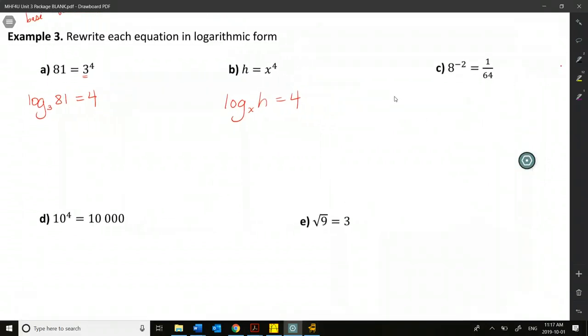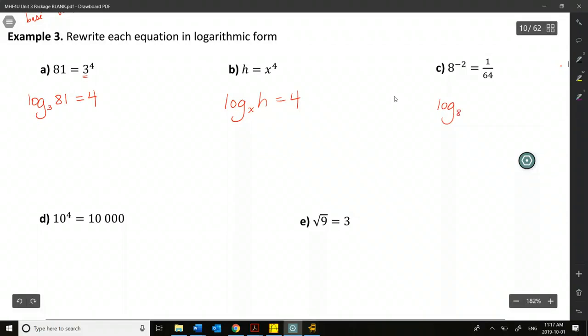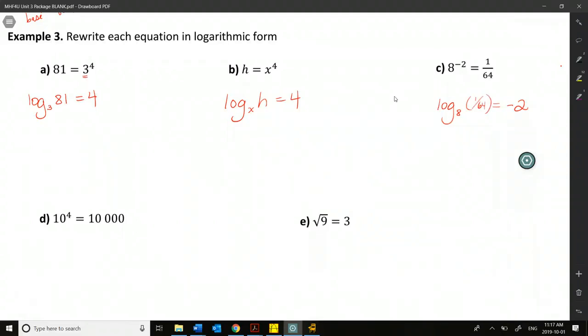Okay, anyone want to give C a shot? What's the base? So where's the exponent? The base is 8. Okay, yeah. So log base 8, the exponent will be the answer that we get out here, so -2. And it will be log base 8 of 1 over 64. So what exponent do I need to raise 8 to in order to get 1 over 64? Well, the exponent that I need to raise 8 to get 1 over 64 is -2. That's what the logarithm is asking me.